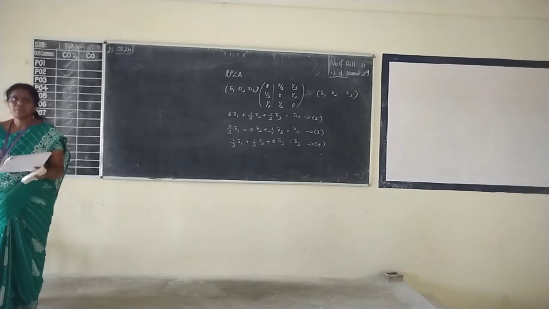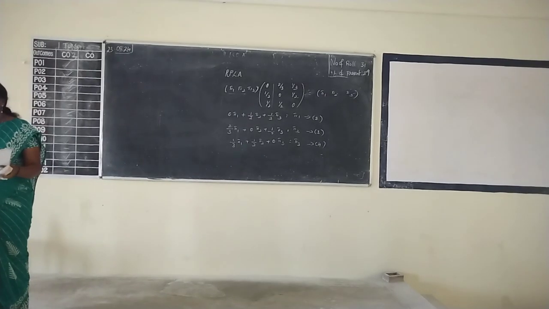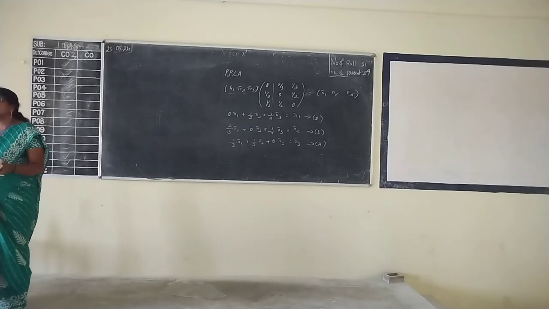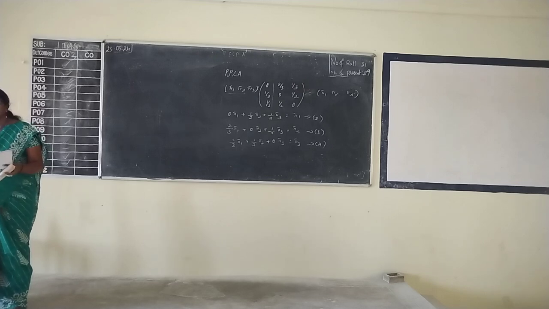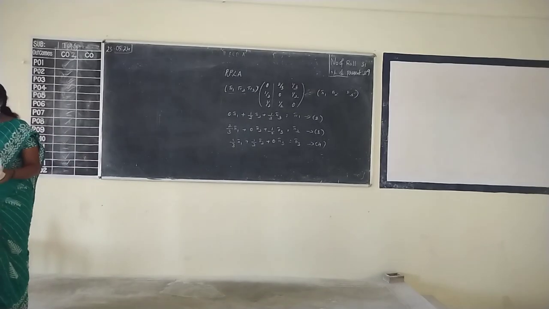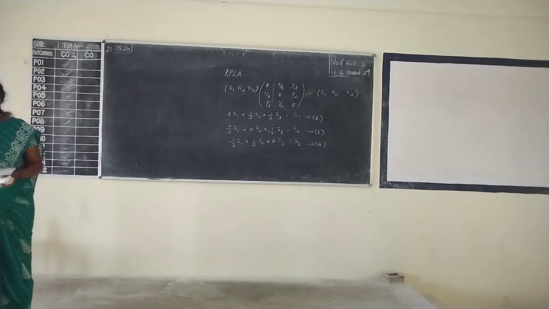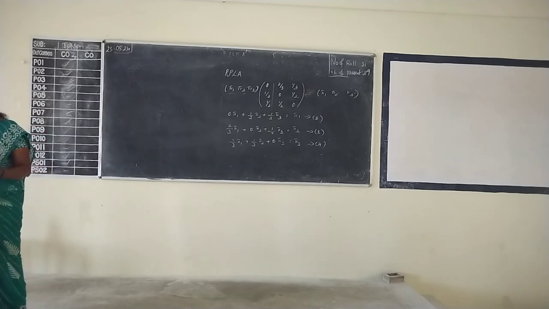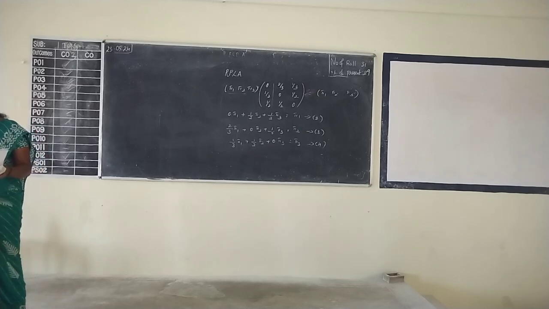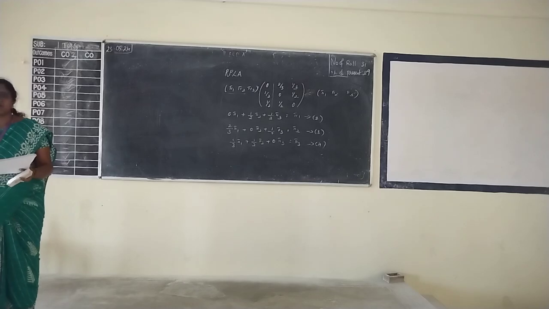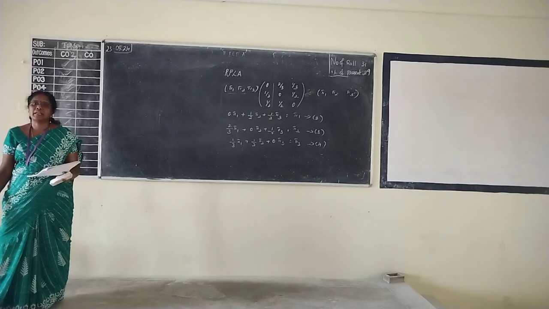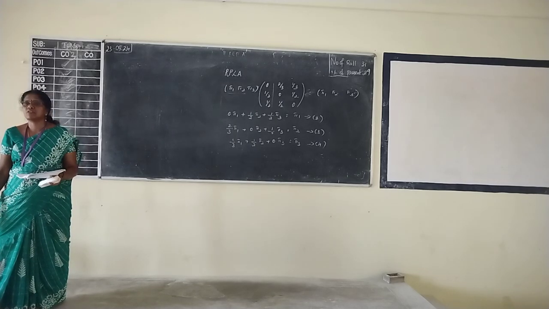Given that May 1 is a dry day, find the probability that, first subdivision, May 3 is also a dry day. Second one, May 5 is also a dry day.